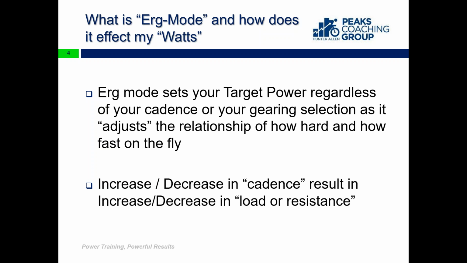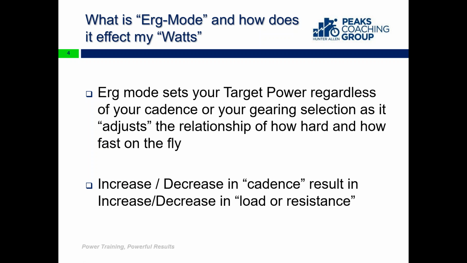The simplest way to explain is, let's say you're trying to pedal 200 watts and you're doing so at 80 RPM, your cadence is 80. And suddenly you pedal up to 90 cadence, where you normally would be creating some additional watts. Erg regulates that to 200. As your cadence goes up, it decreases the resistance, so it keeps you fixed at 200 watts.